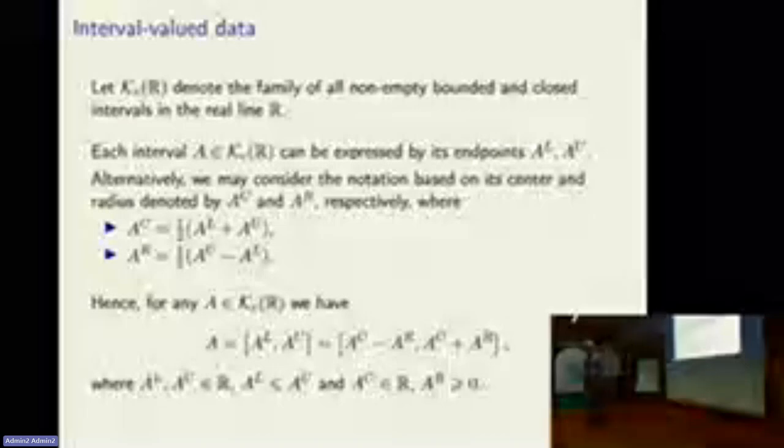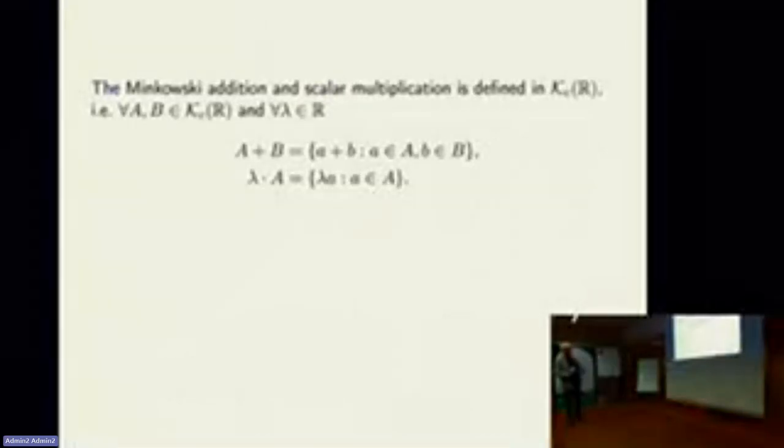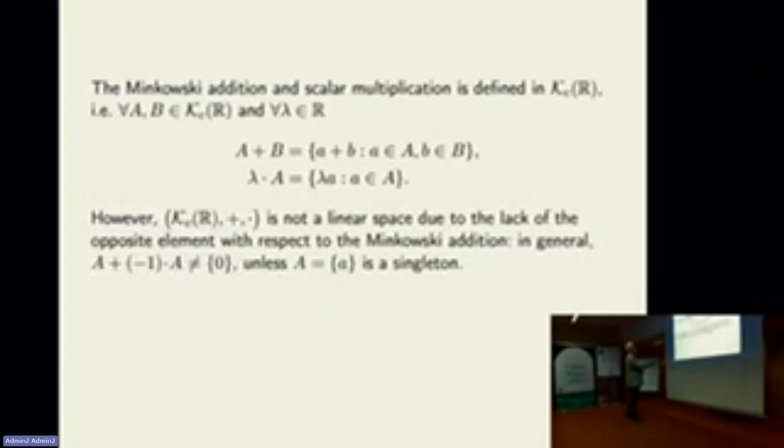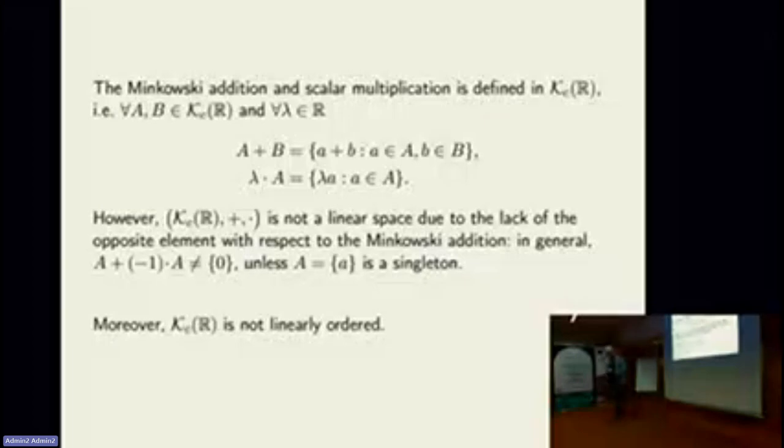Well, you know that Minkowski addition and scalar multiplication work for intervals, but unfortunately, this structure with such operations is not linear. We don't have an opposite element. So a natural suggestion is to avoid computing the difference. Moreover, another drawback is that this set of possible data is not linearly ordered.